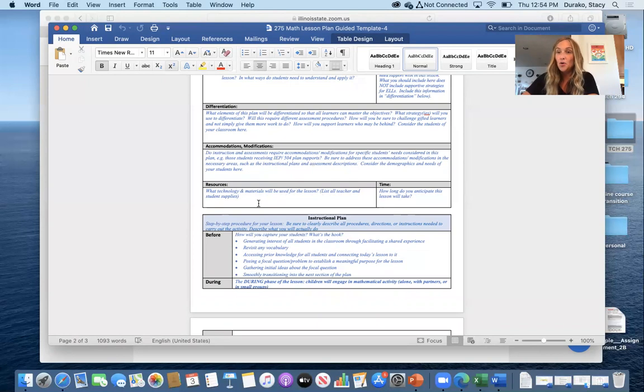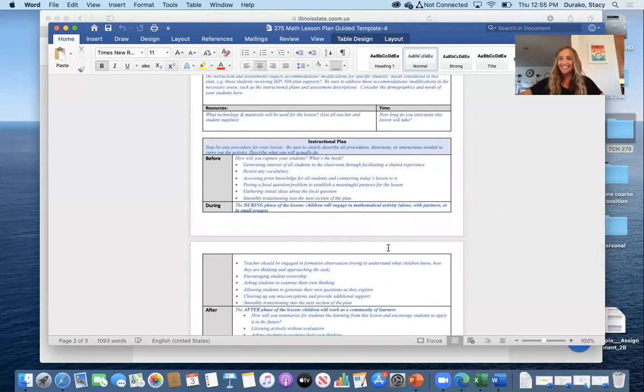Okay, again, resources for the lessons. What will the students be using? Do you need a flip chart, dice, base 10 materials, whiteboards, subitizing cards, anything that the students or yourself will be using? And then how long do you anticipate this lesson will take? Now, all that is going to finally lead us to the instructional plan.